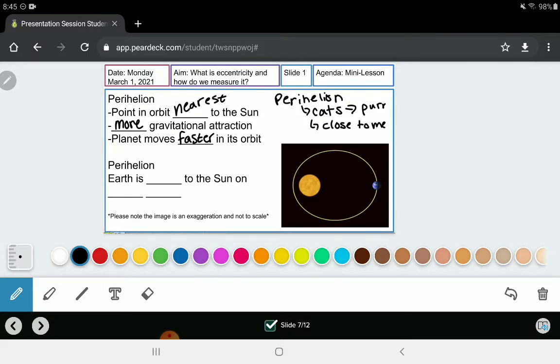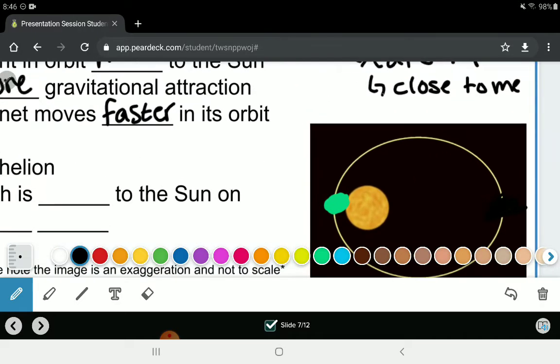So one fun fact about the perihelion, this is actually the perihelion right here. But the Earth is not that large and not to scale. This is on my end. This is actually a GIF and it is moving around. We'll label this Earth on the other spot. So this is the perihelion, and this is when Earth is closest to the sun.